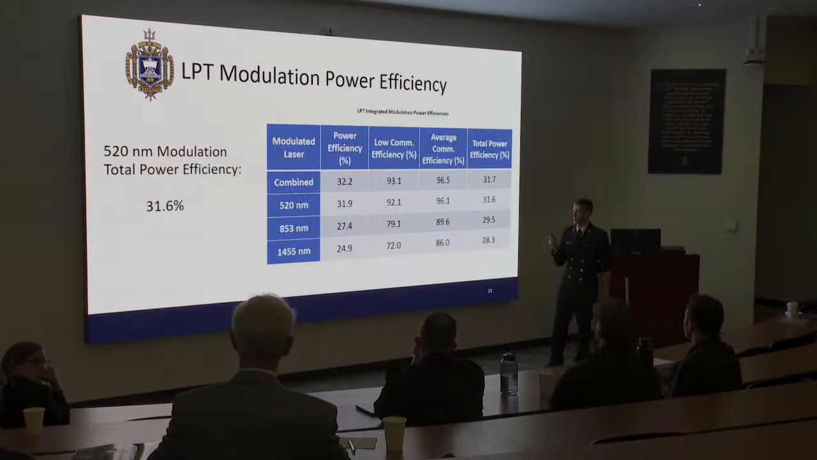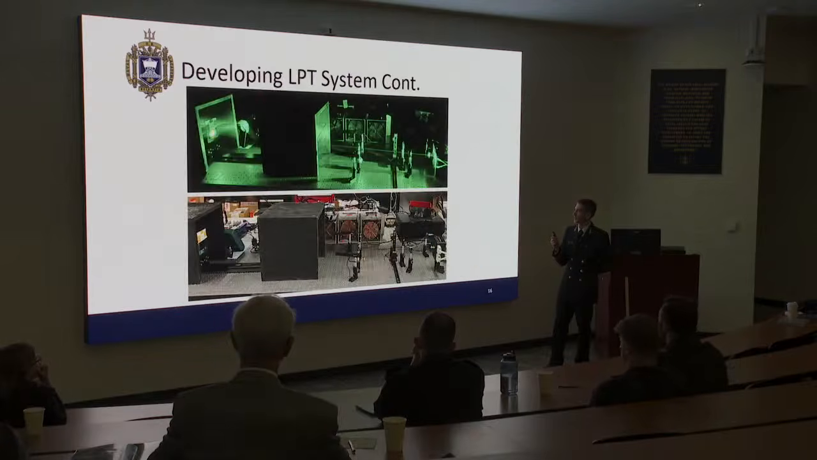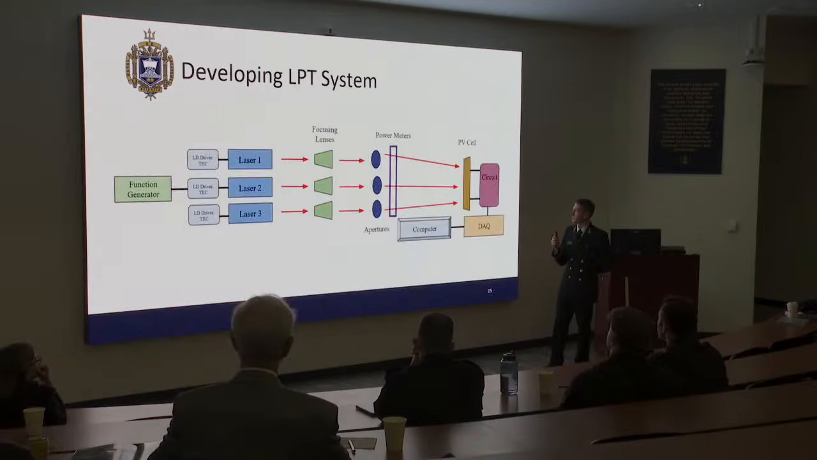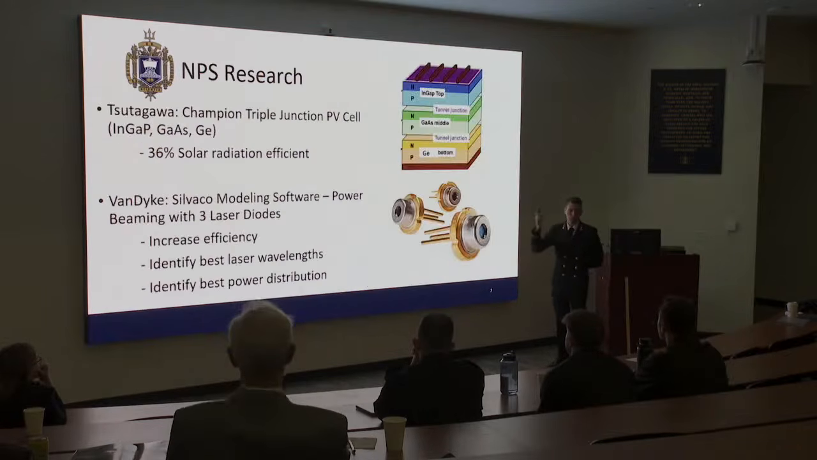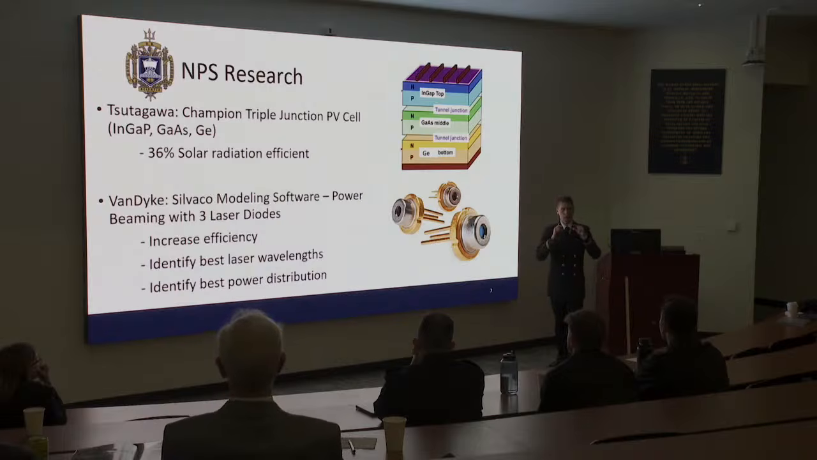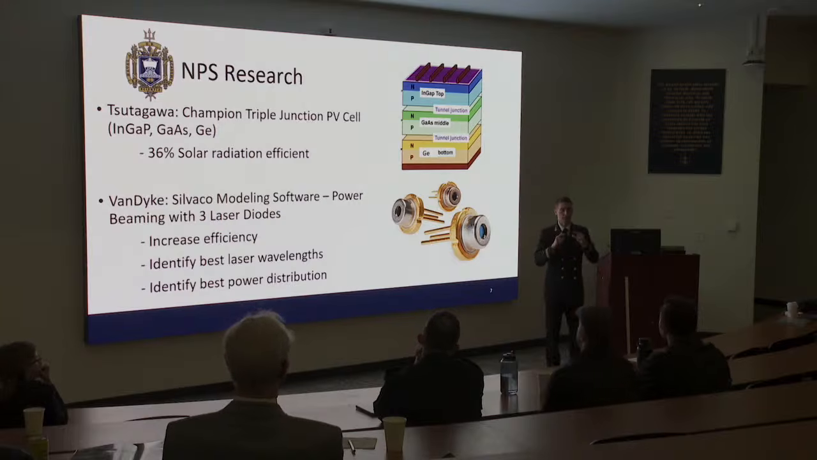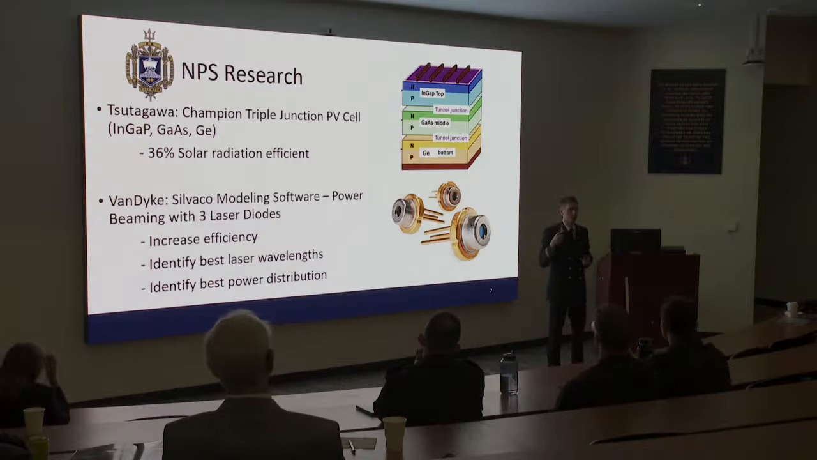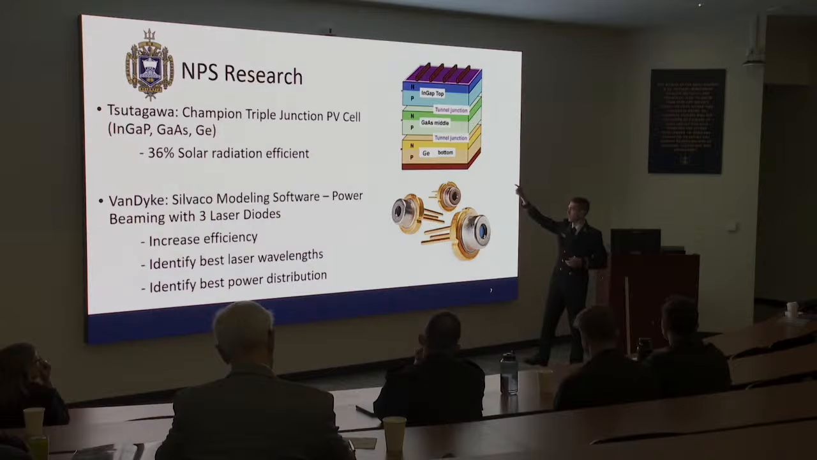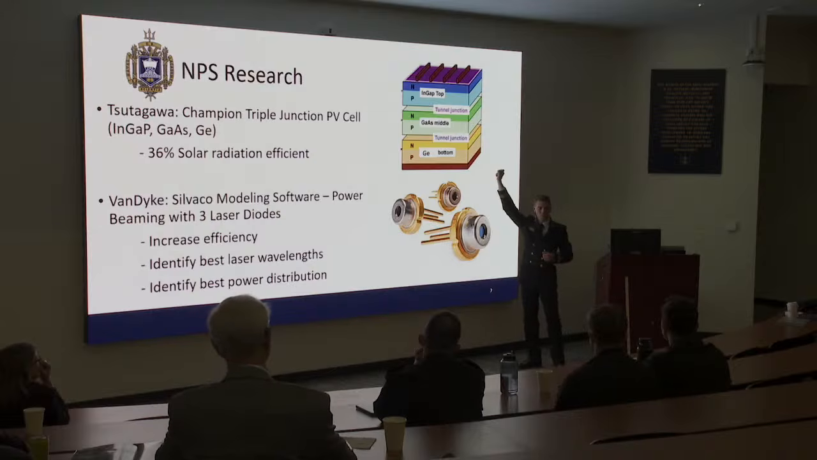Sure. That goes back to the NPS research. I'll go back to this slide. Since it's a triple junction cell, we have 3 different lattice structures. Each of those lattice structures has a wavelength at which it's most efficient. The reason the LPD structure has a higher efficiency than sunlight is that we're cutting out all those extra wavelengths the cells are not as responsive to and lasing at those 3 specific wavelengths it's most efficient at. That's why we're using 3 different laser diodes, each operating at a wavelength associated with one of these levels in the PV cell.